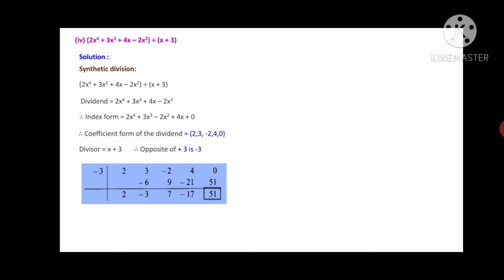So minus 2 plus 9, that will be 7. 7 times 3 is 21, that is minus 21. 4 plus minus 21, that is minus 17. Minus 17 into minus 3, that will be 51, minus minus will be plus. So 0 plus 51 is 51, and 51 is put in a box since it is the remainder. The left coefficients form the quotient. Therefore it is 2, minus 3, 7 and minus 17. Therefore the quotient here is 2x cube minus 3x square plus 7x minus 17 and the remainder is 51.